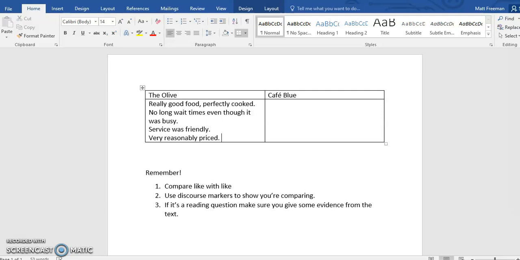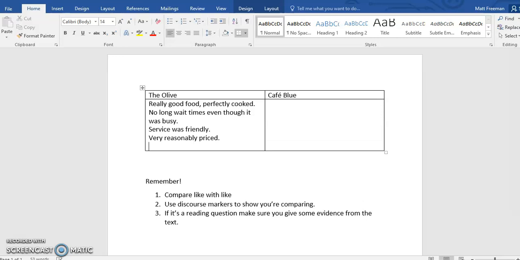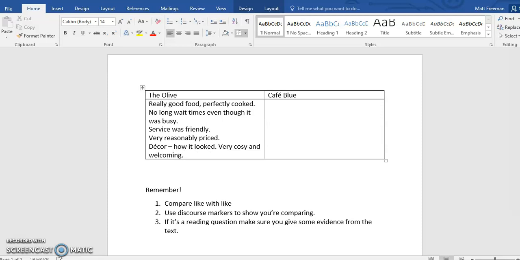So we're talking here about a restaurant that's just really good. Really nice food. There wasn't really long wait times. The service is perfectly friendly. It's very reasonably priced, and the decor, so how it looked, very cosy and welcoming.